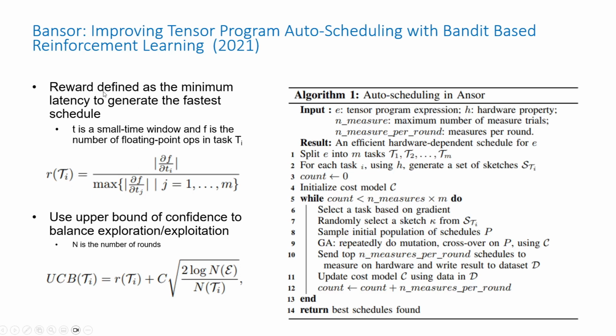The reward function is based on the latency to generate the fastest schedule, and in here T is the small time window and F is the number of floating point operations. So you take the gradient and you make a ratio with the maximum floating point operations. They also use the concept of upper confidence bound to balance exploration and exploitation, which is very important in reinforcement learning. You can see the factor in here plus the reward.